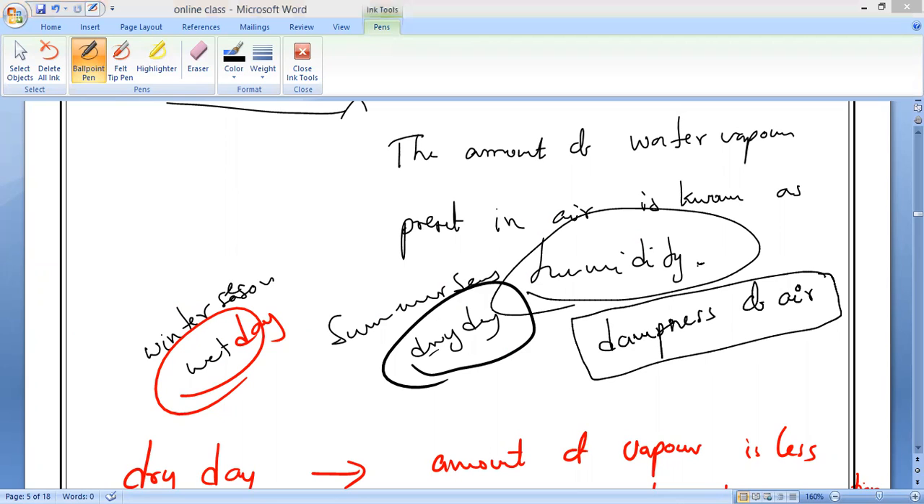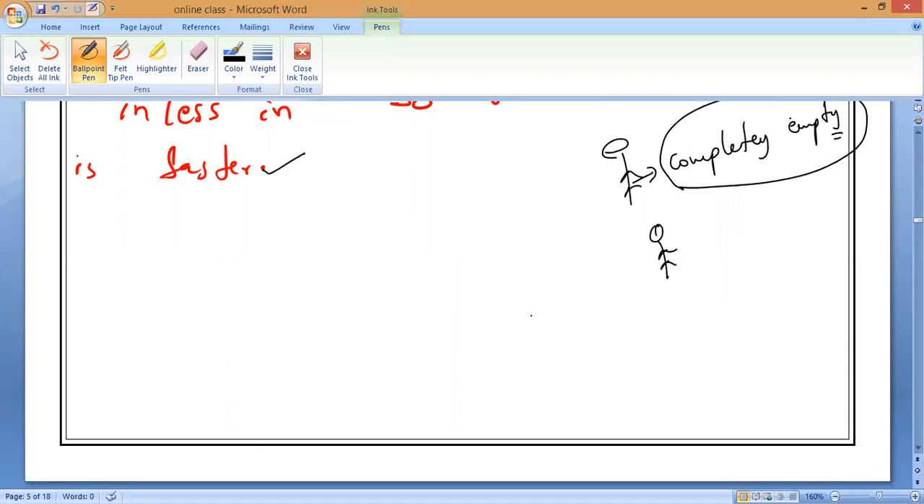What do you mean by damp? Anyone? Damp means more moisture is contained. When humidity is very high, we can say the air appears to be damp. We can say humidity is high or low. Till now we used to call it dry air and wet air, yes or no?